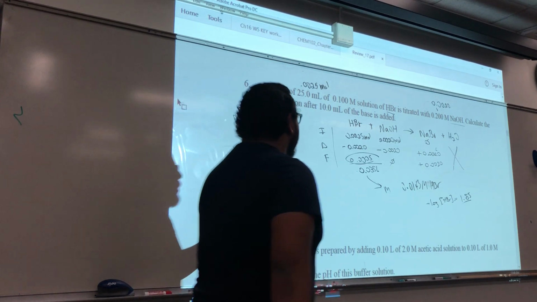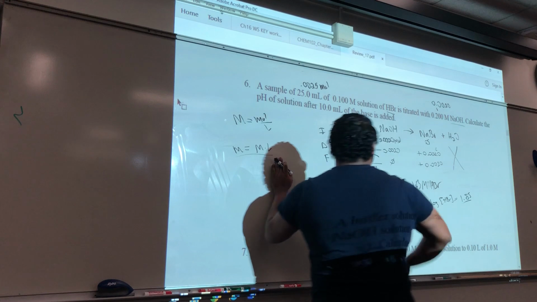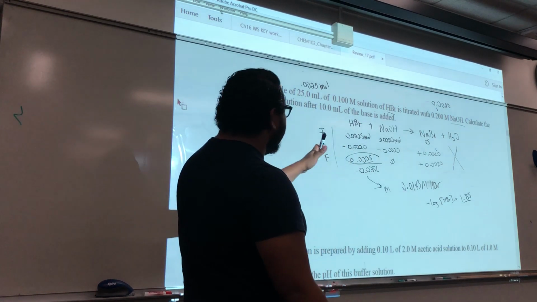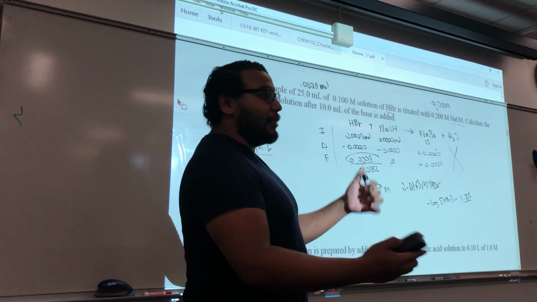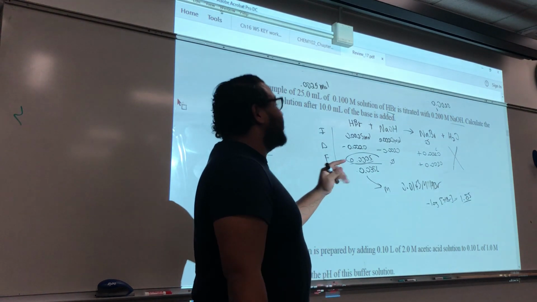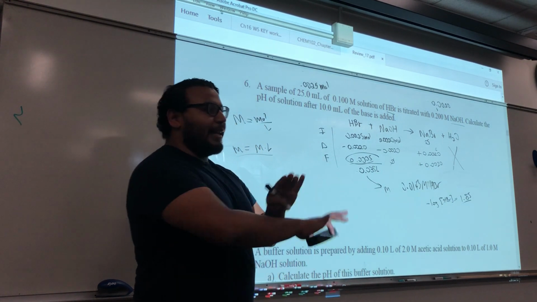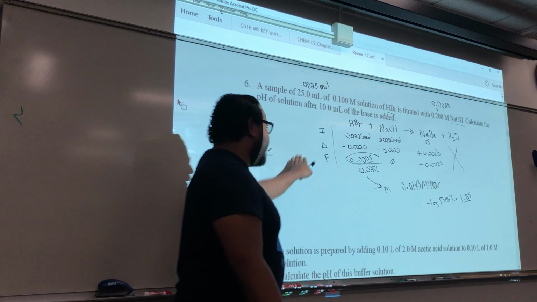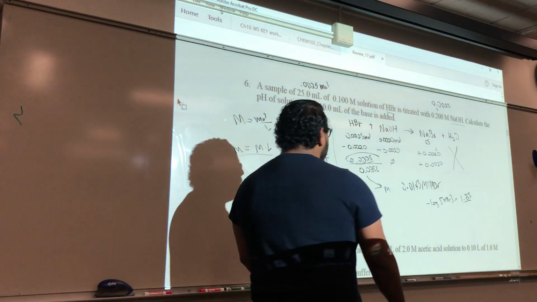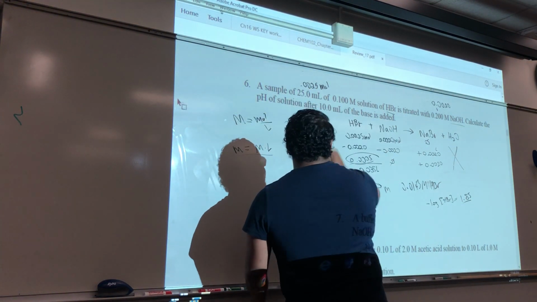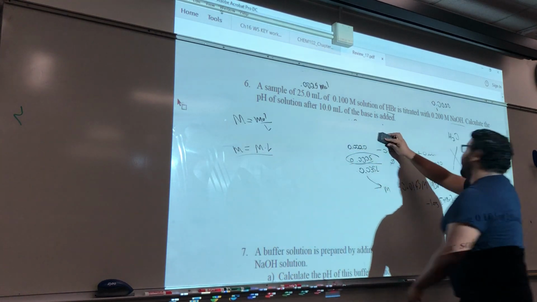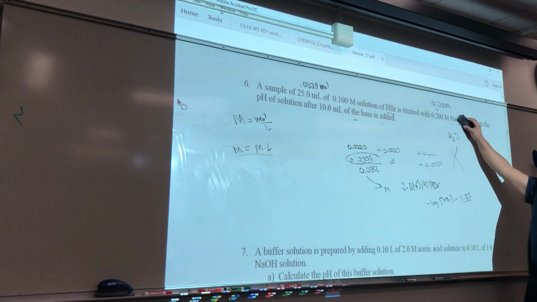So awesome. Whenever you're given a strong acid, strong base titration, you need to do a stoichiometric calculation. You're not doing an ICE table. There's a difference, right? And then when you're done, you divide by the total volume.